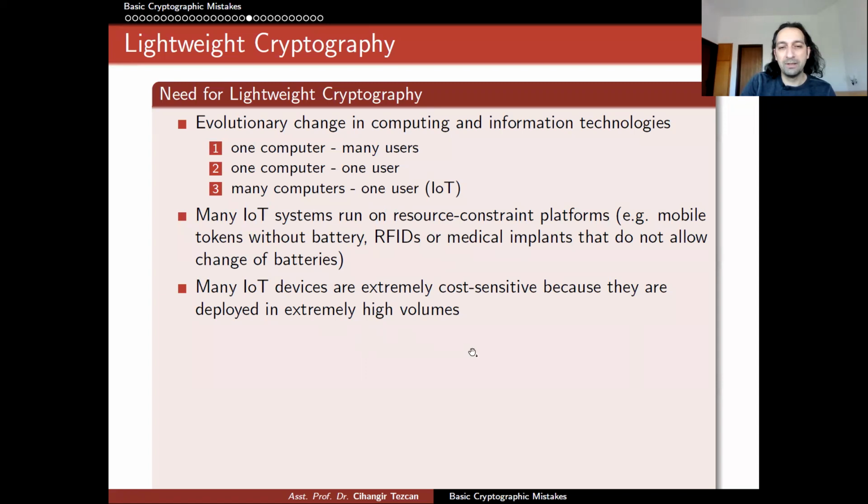And since many IoT devices are deployed in extremely high volumes, this makes them extremely cost sensitive. So in order to make them cheaper, most of the time, the designers do not implement any security in them. So this is the huge problem.